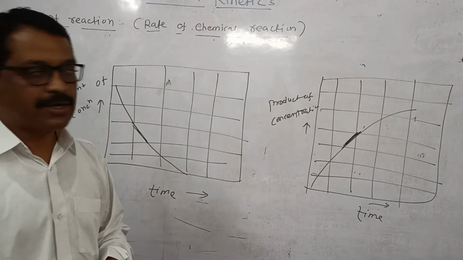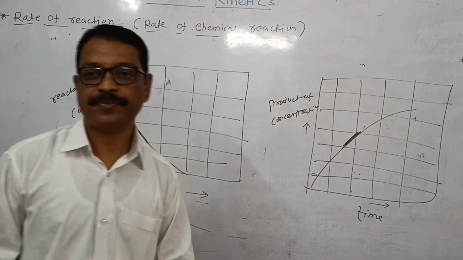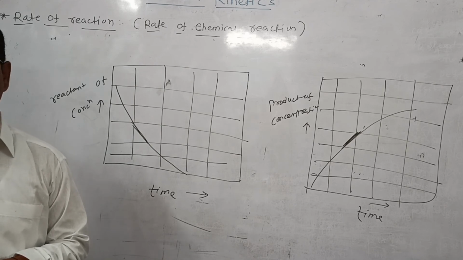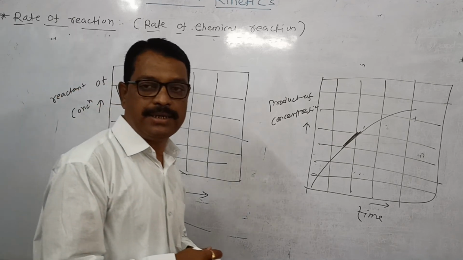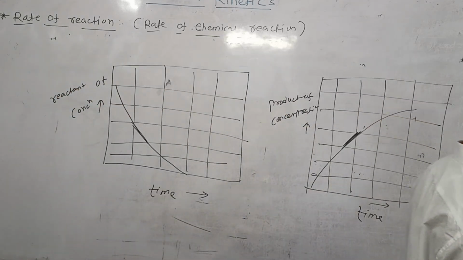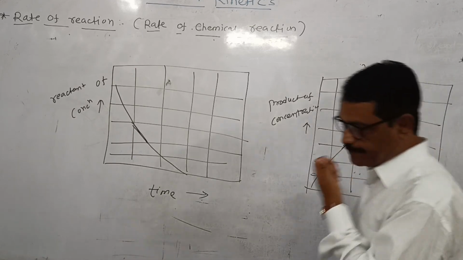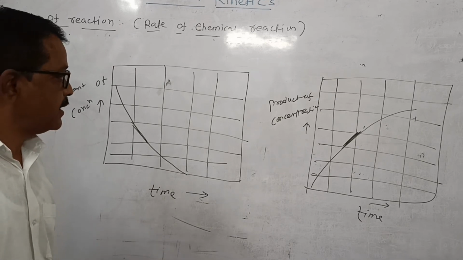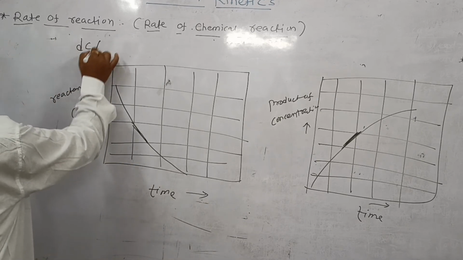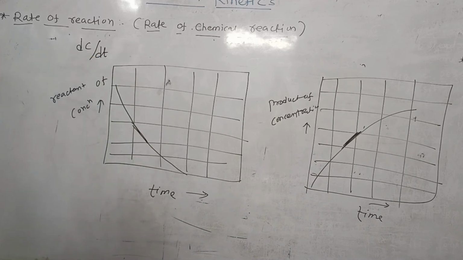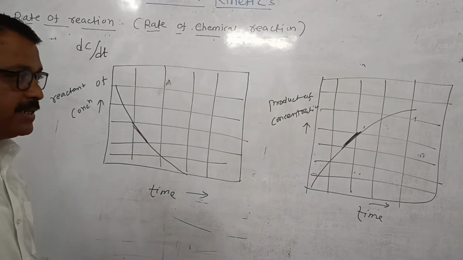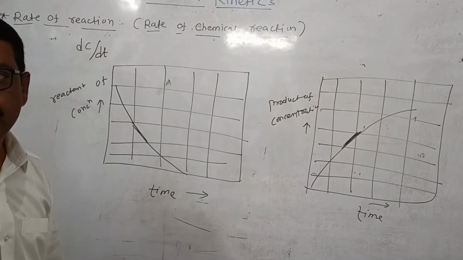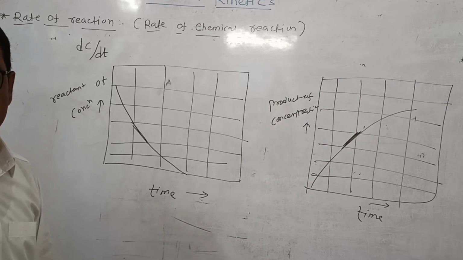The tangent drawn to the curve at a time gives the rate of reaction. The slope thus obtained gives the instantaneous rate of the reaction. The instantaneous rate is represented by replacing delta C upon delta T with the derivative dC upon dT in the expression of average rate.